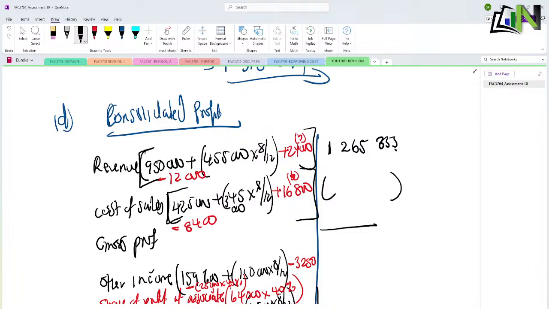Cost of sales is 425,000 plus open brackets 345,000 times 8 divided by 12 close brackets plus 16,800 minus 8,400. I'm getting 663,400. If you take this minus that 1,265,333, this will give 601,933. Okay, and then we have other income.